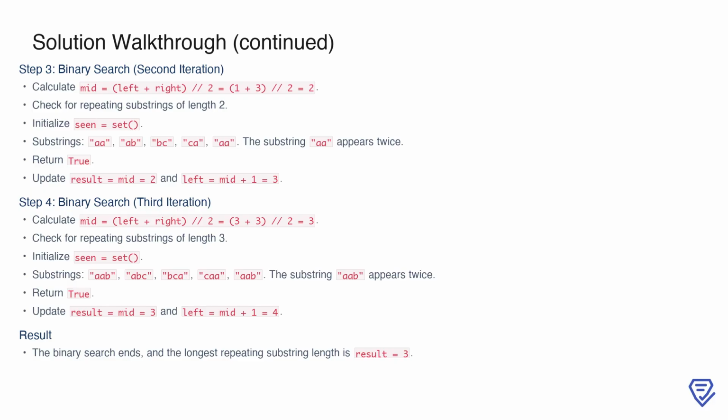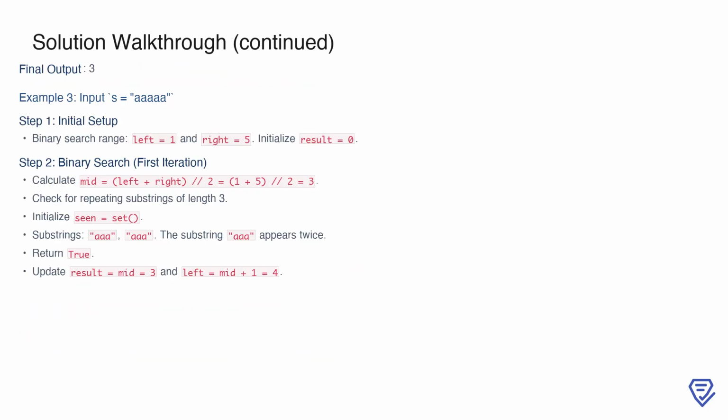In the third iteration, mid is recalculated as (left + right) // 2, which gives us 3. We now check for repeating substrings of length 3. Substrings of length 3 include ABC, BCA, CAB, and another ABC. The substring ABC appears twice, so the helper function again returns true. We update result to mid, setting it to 3, and further adjust left to mid + 1, making it 4. With left now greater than right, the binary search ends. The final value of result, which is 3, is returned as the length of the longest repeating substring.